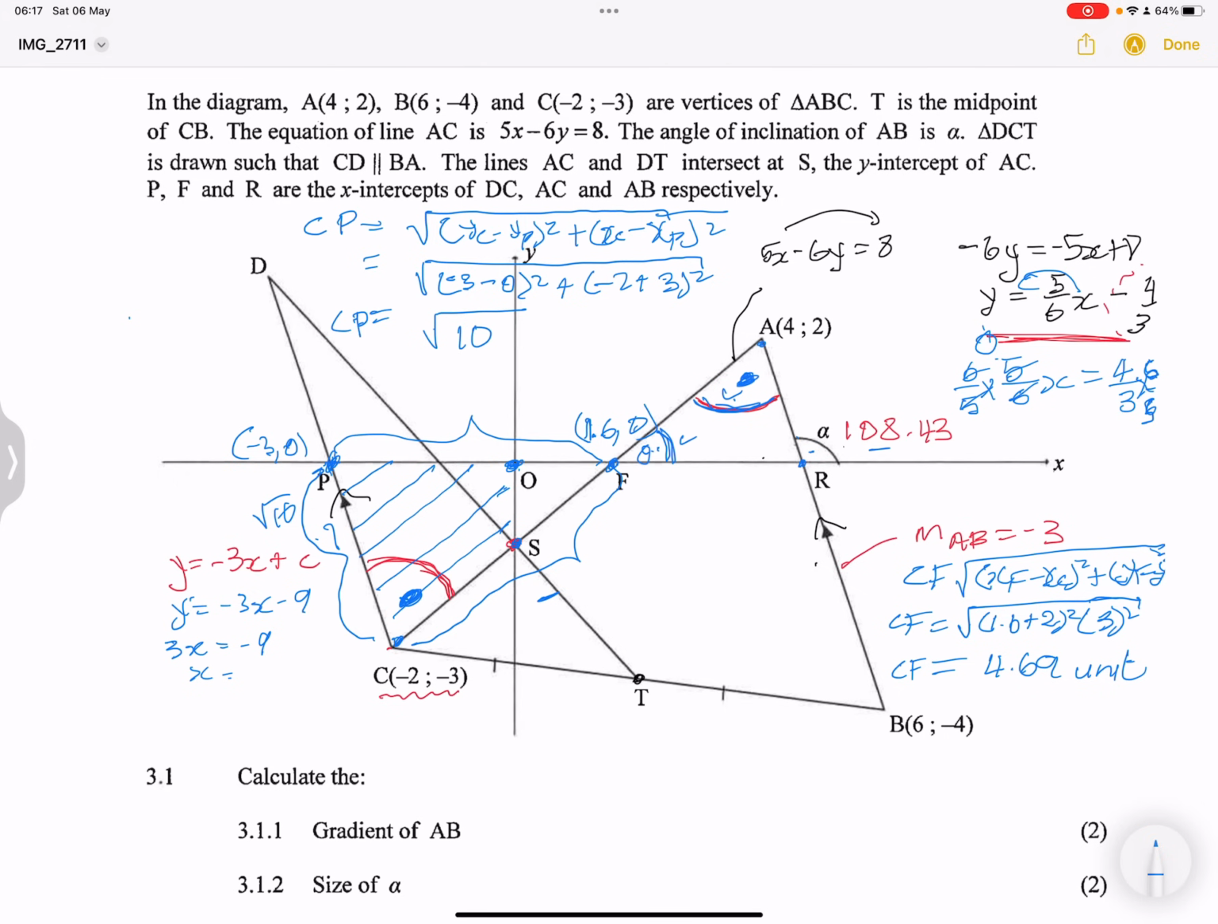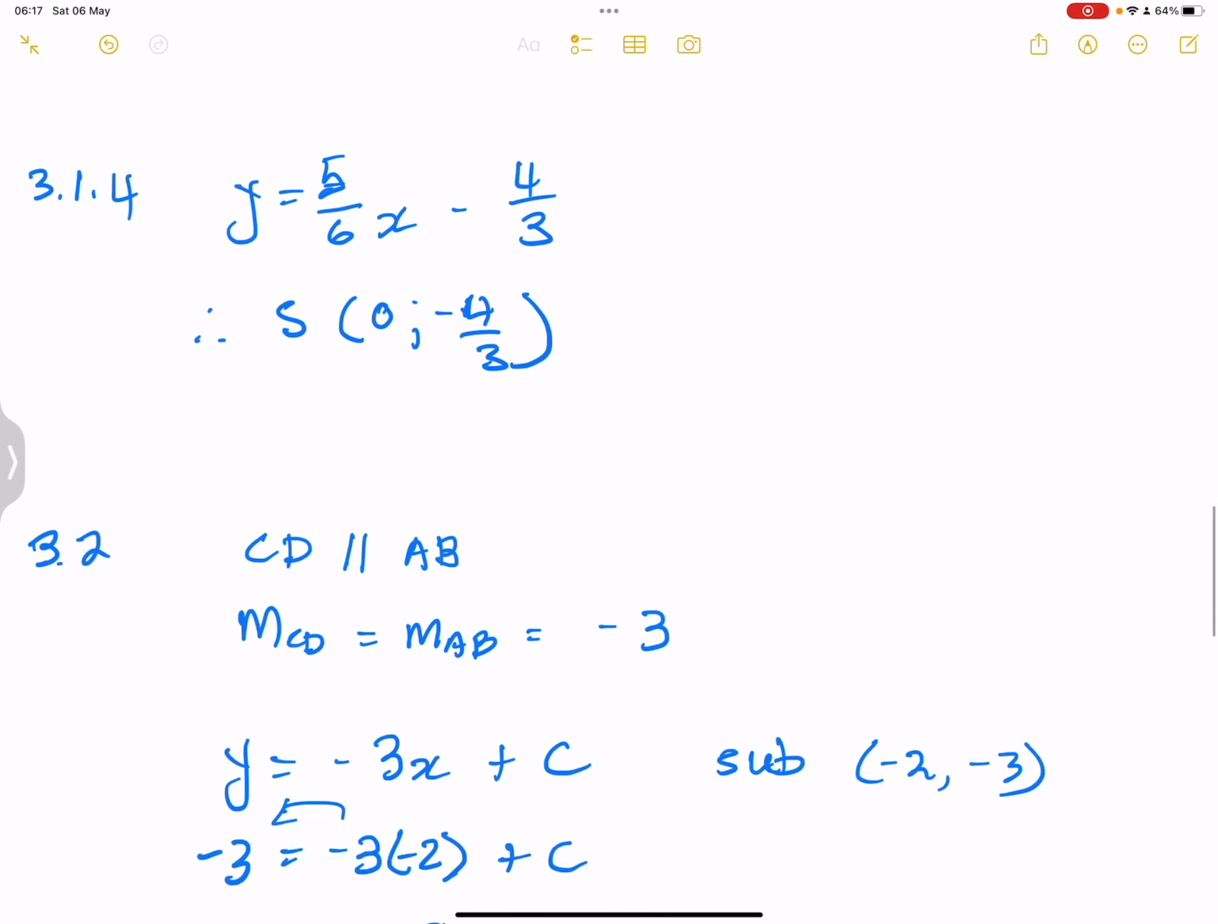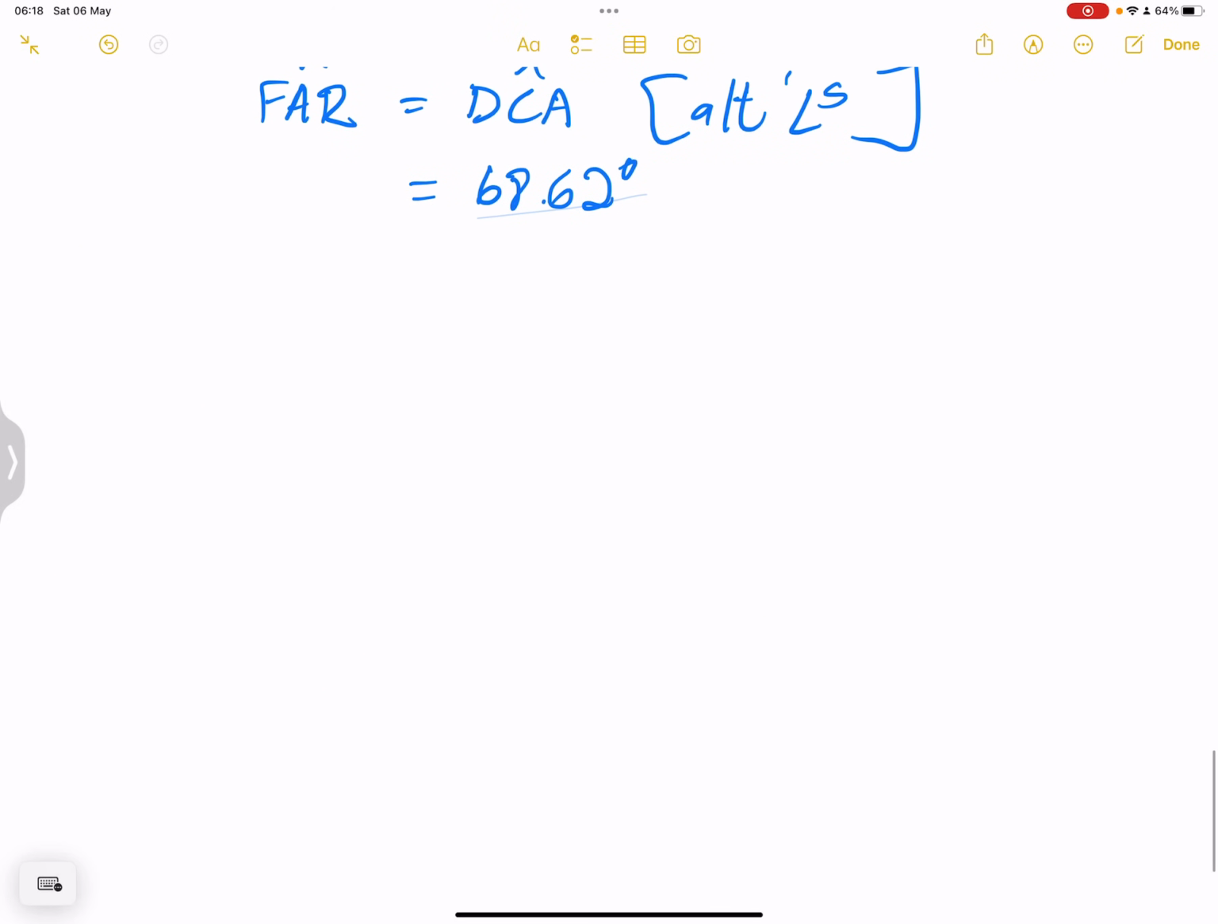Remember, when you take the area formula, ladies and gents, you always take two sides, and that's why I took those two sides here, and the angle in between them. So the angle in between would be that 68.86 that we found there, right? So which is DCF. So I'm going to take the area of triangle PCF. Okay, so let's find that area.